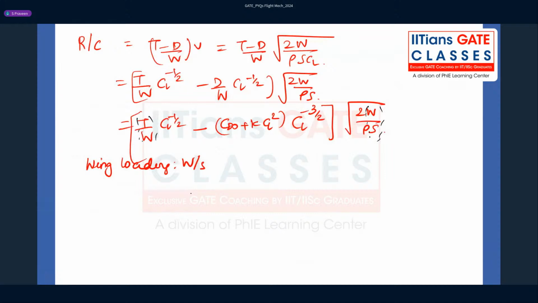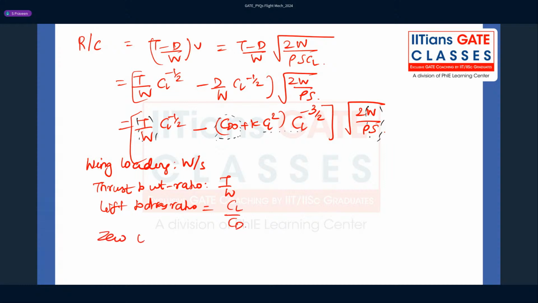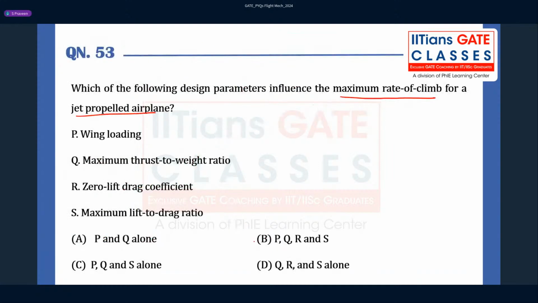And what else is given? Zero lift drag coefficient, which is CD naught in here. And what else is given? Maximum lift to drag ratio, which is also in here, CL. Let me write that down one by one. So it's saying maximum thrust to weight ratio, so thrust to weight ratio is T by W. Lift to drag ratio is CL by CD, and zero lift drag coefficient is CD naught. Okay, so which means it depends on all of the parameters, right?